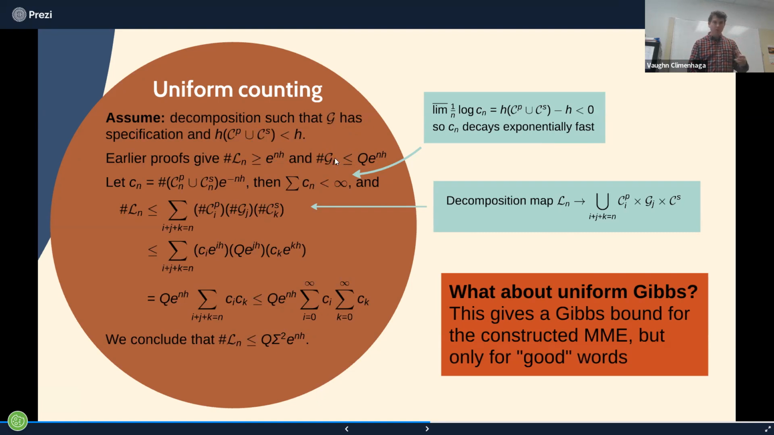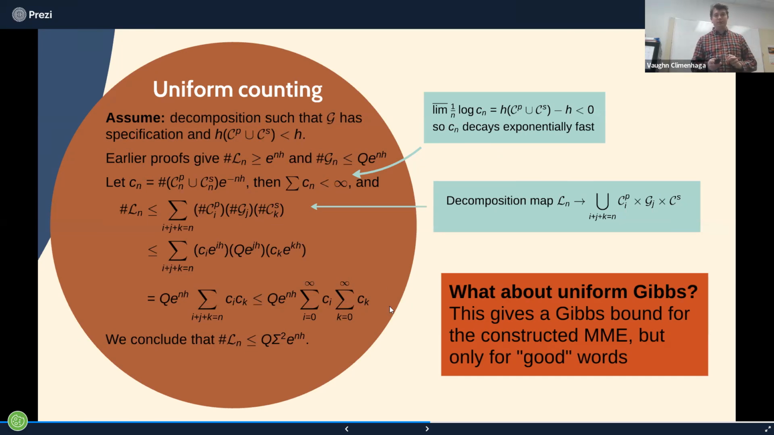So you glue good words together and use the specification argument to get this uniform upper bound on the number of good words. And then your goal is to upgrade it to a uniform upper bound on the total number of words. And that's where this entropy gap condition comes in. It's a computation involving infinite sums. You can read it and look through it. It's not particularly long. It's also, I think, not too informative if I try to walk you through all the details right now.